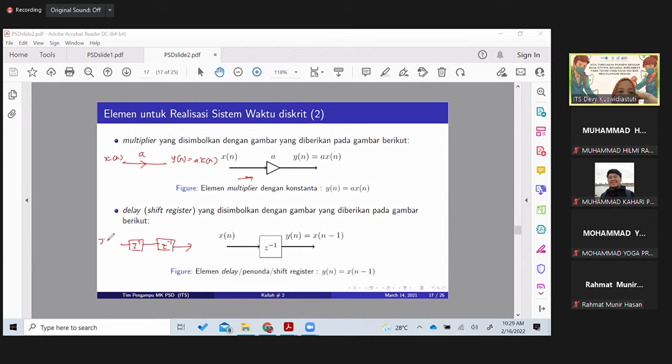If this input is xn, entering the first shift register and then the second one, in here xn would be xn minus 1, and then if it is shifted one step more, the output here would be xn minus 2, and so on.